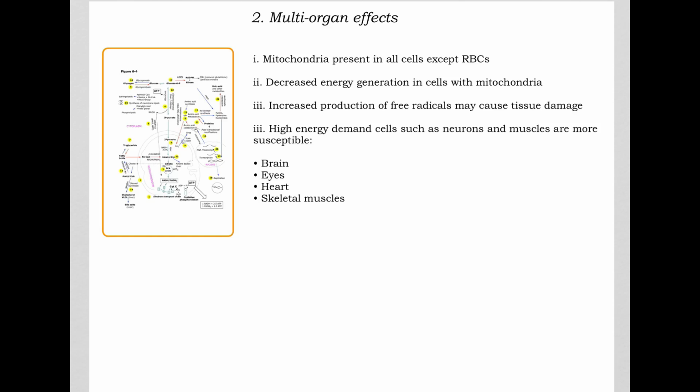Cells that require a lot of energy, for example, neurons and muscles, are especially susceptible in mitochondrial disorders. That's why in many of these mitochondrial disorders, we see symptoms associated with impaired functioning of the brain, the eyes, the heart, as well as the skeletal muscles.